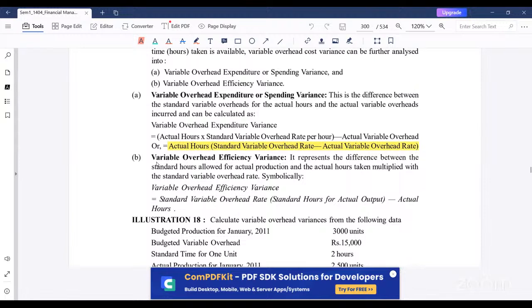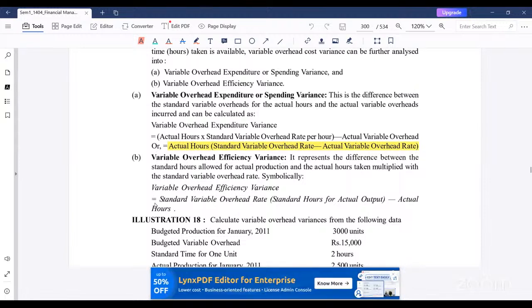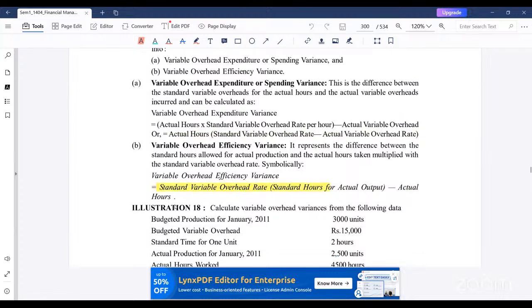Next, variable overhead efficiency variance. The formula is standard variable overhead rate into standard hours for actual output minus actual hours.